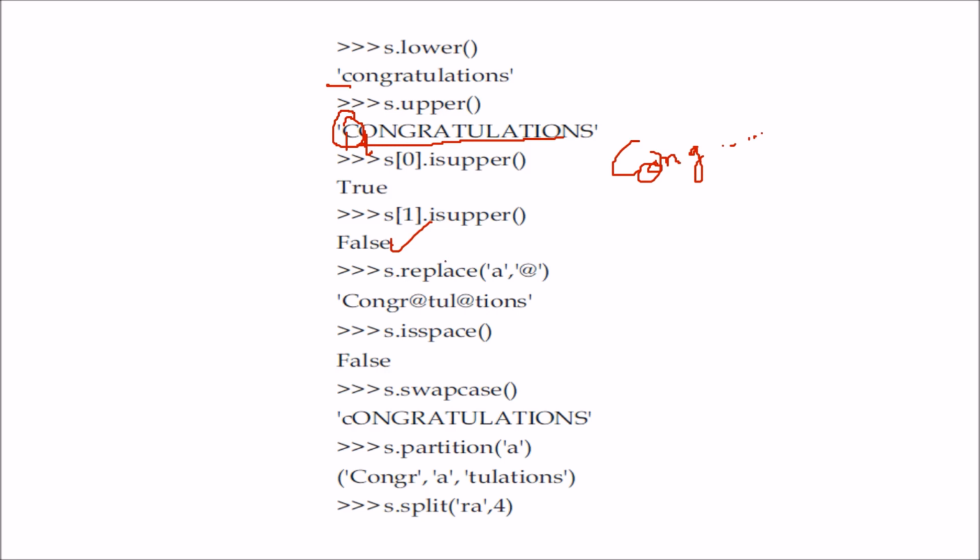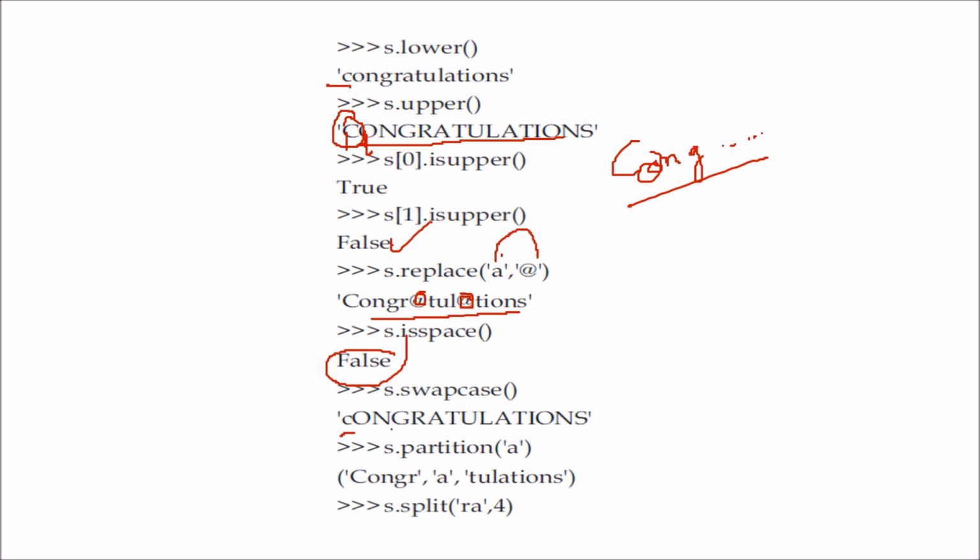When you want to replace any character with another character, what we are going to do is S dot replace, where a will be replaced by at the rate. So all the a's you find here will be replaced by at the rate. S dot isspace will look for spaces. If the spaces are not there, it will give you false. S dot swapcase, as you saw in the previous, means the initial string C was capital, others were not capital.